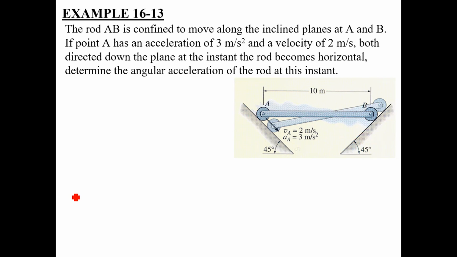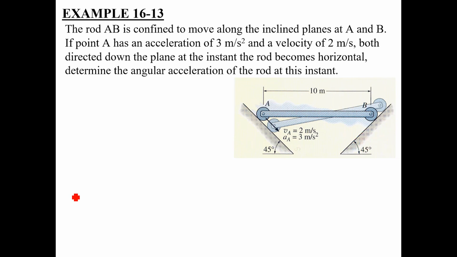At the instant this rod becomes horizontal, you need to determine the angular acceleration of the rod at the instant shown. So the kinematics of point A are known to you. That is, it is moving down with a speed of 2 meters per second and an acceleration of 3 meters per second square. You need to determine the angular acceleration of this rod AB at the instant shown when this link AB becomes horizontal. Both the inclines are at an angle of 45 degrees as shown to you in the figure.